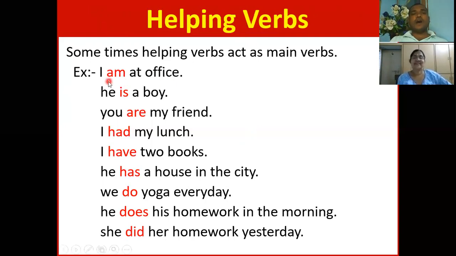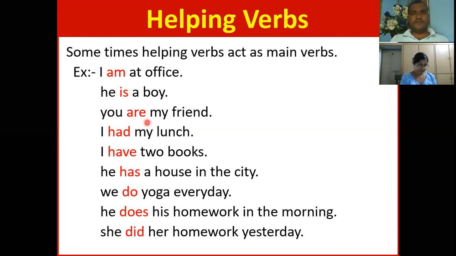Yes. For example, I am at office. There is no other verb. Am itself is the main verb. It is nothing but stating the status, where the subject is. It is stating about the subject. Next, he is a boy. It is stating about the subject, right? So, you are my friend.